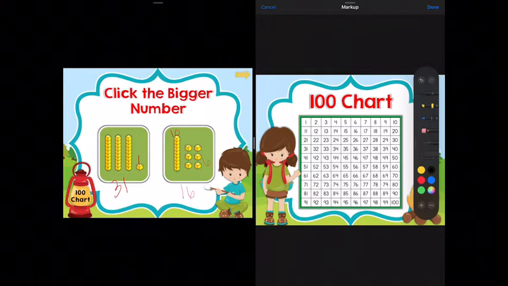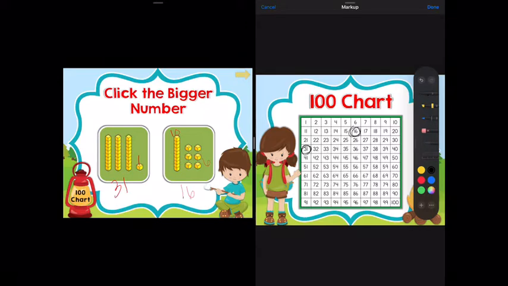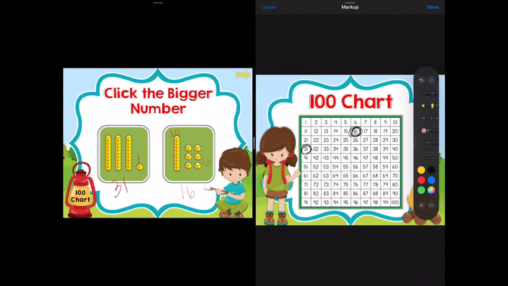Now let's go over to our 100 chart and see 31 is right here and 16 is right here. If the numbers get bigger once you go left to the right, and 16 is all the way right here, and 31's down here, let's look at the tens place. In 16, the 1 is in the tens place. And for 31, the 3 is in the tens place. So I think 31 will be the bigger number.